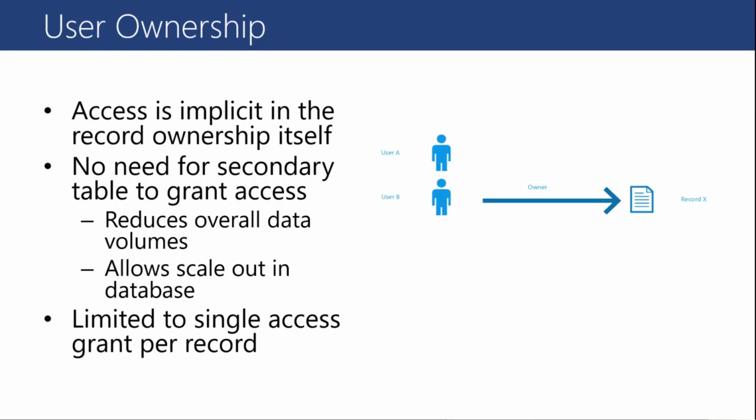So it's basically implicit. There's no need for secondary tables. You don't have a secondary pointer table or anything like that, right? So it's super quick, super fast, and it scales seamlessly. But the drawback is that it's limited to a single access per record. So it could be a user or a team. But if it's a user, it would always be a single person who owns the record.